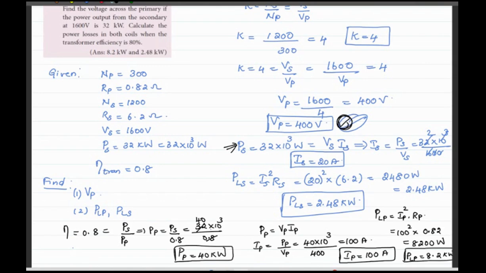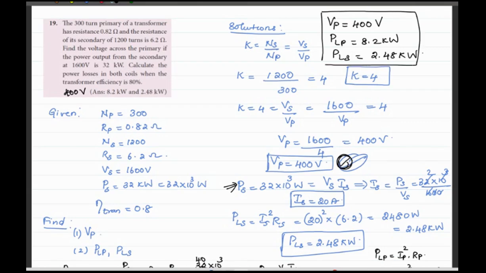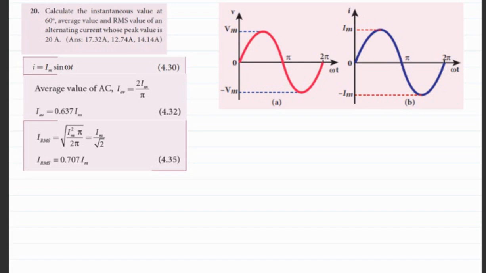Okay, shall we write down all the answers? The voltage across the primary is equal to 400 volt. That answer isn't written there, so note it down. 400 volt. Power lost in primary is 8.2 kilowatt. Power lost in the secondary is equal to 2.48 kilowatt. Power is different, power lost in the coils is different. For power we use V into I. Power lost is based on the resistance. Okay? Problem number 20.